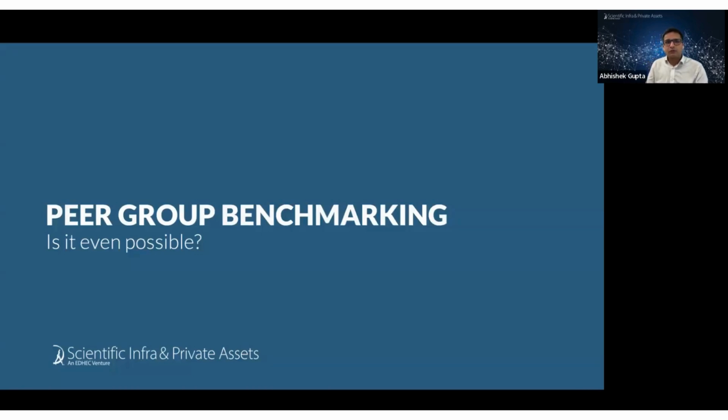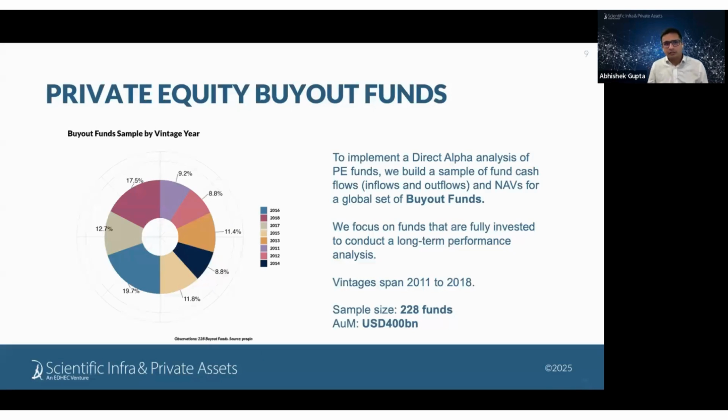So the first topic, peer group benchmarking, and is it even possible to do? To conduct this exercise, we looked at some real data for private equity as well as for infrastructure funds. On the buyout side, we took the data from the Preqin database. We have about 228 funds in the sample, and it's split out by vintage years, as you can see here, from 2011 to 2018.